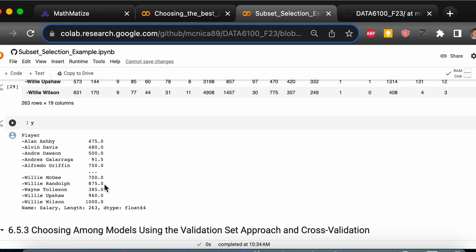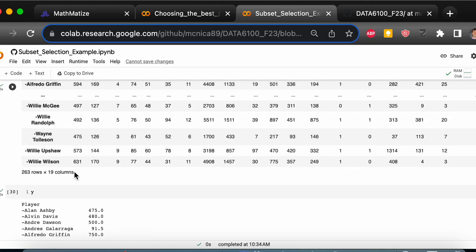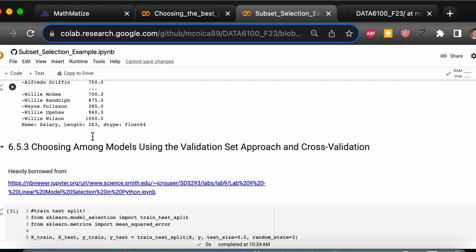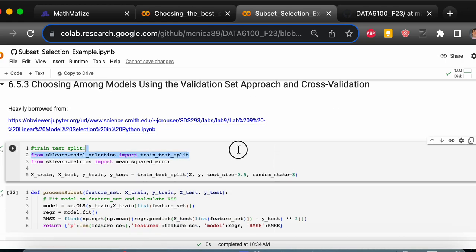This is very similar to what you guys are doing. This is like a baby version of your project, because in your project you have 80 columns. This only has 19 columns. And you guys have 1,000 data points. Here there's only 263 data points. So it's like a baby version of that. Okay, and we just implemented this idea of trying lots of models with different numbers of variables to see what is the best one. So same train test split as before.